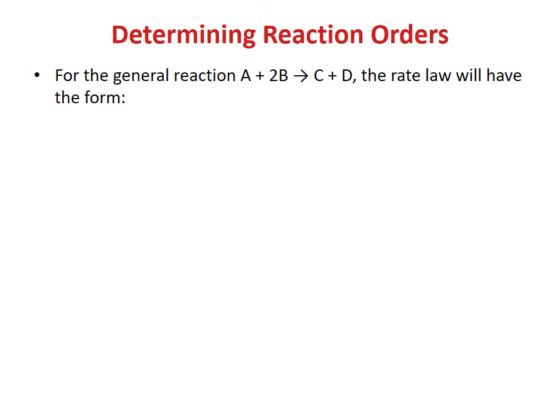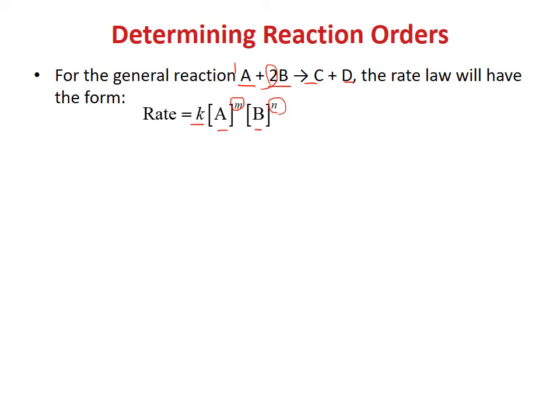Let's see how we use experiment to determine the rate law. Here is a general reaction: reactants A and B, so A plus 2B forms C and D. We already know that we cannot predict the rate law by looking at the coefficients. So the rate law in general should be a constant times A to the mth power and B to the nth power. Remember, m is not necessarily 1 and n is not necessarily 2. They have to be determined by experiment.